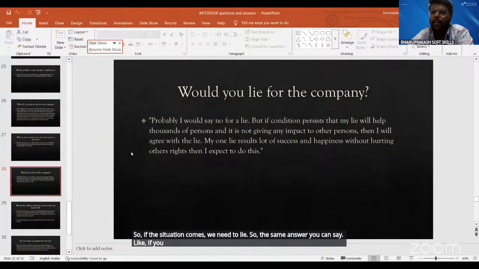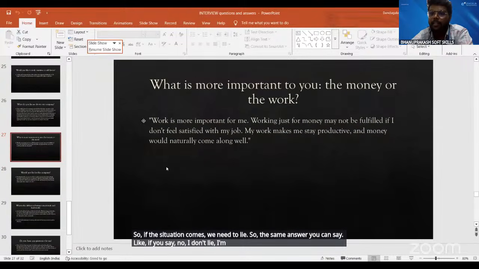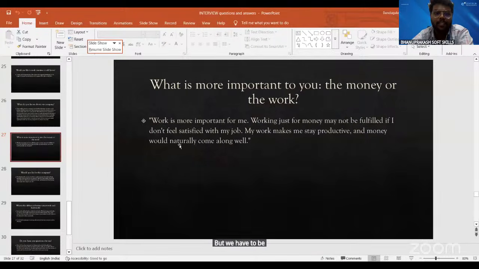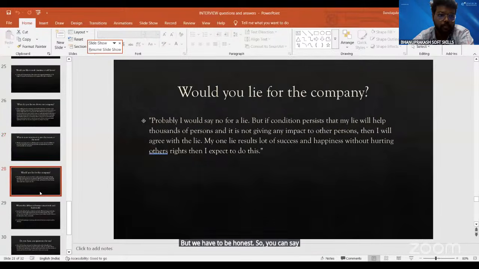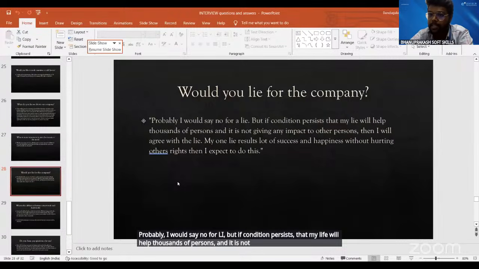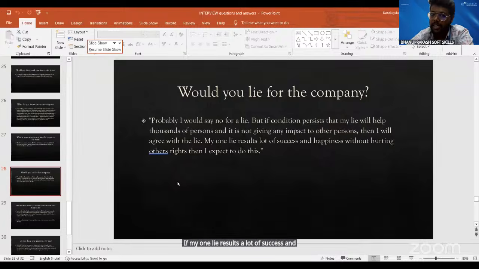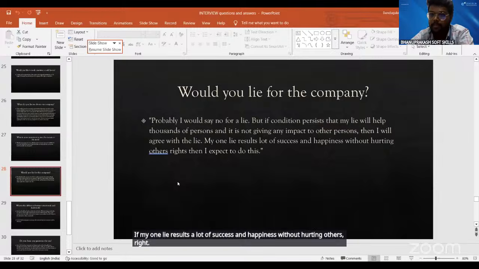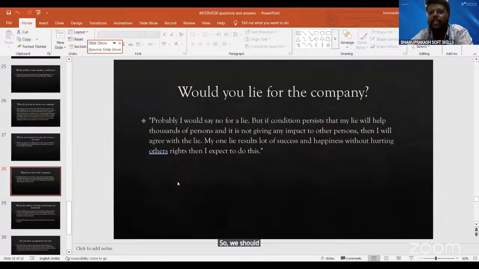If you say, no, I don't lie, I'm a very genuine person, no one will accept that and no one will believe that. But we have to be honest. So you can say, probably I would say no for a lie. But if the condition is that my lie will help thousands of persons and it is not giving any impact to other persons, then I will agree with the lie. If my one lie results in a lot of success and happiness without hurting others, then I expect to do this. So we should lie in some situations.